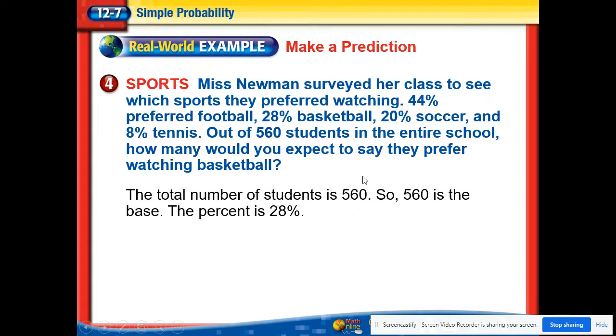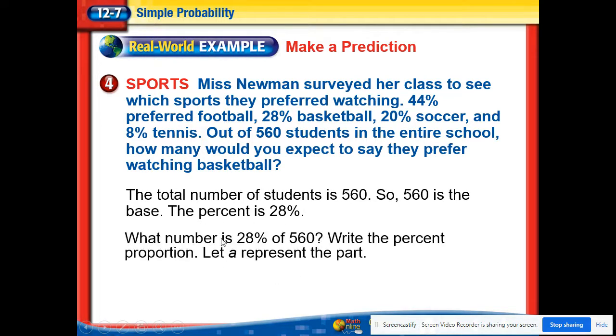So the total number of students is 560, so 560 is the base, and the percent is 28%. So what number is 28% of 560? So we need to go ahead and write this out. So what number, that should be our variable, A, is an equals. 28% is 0.28, of is a times 560. So A equals 0.28 times 560, which is 156.8. Of course, we can't have 0.8 of a student, so we're talking about 157 students, approximately.